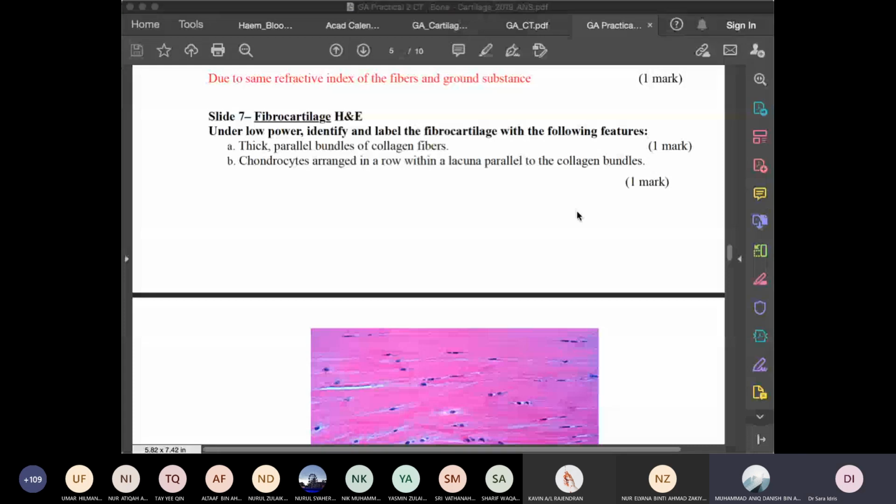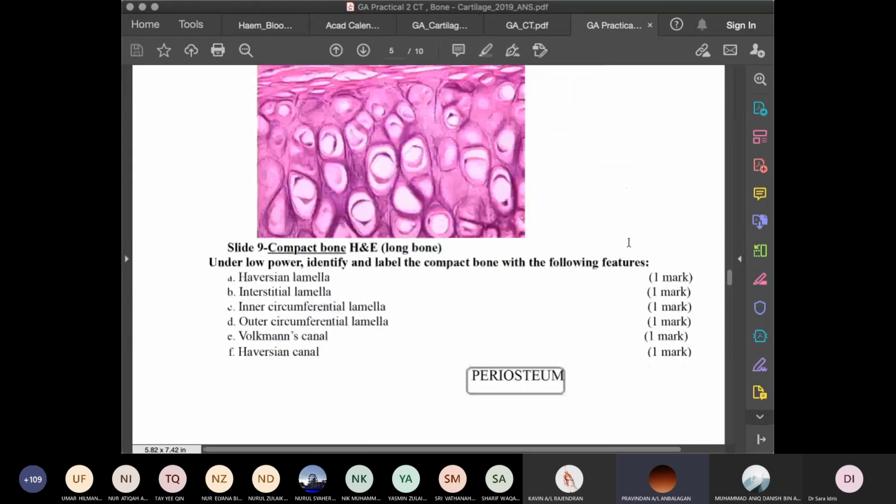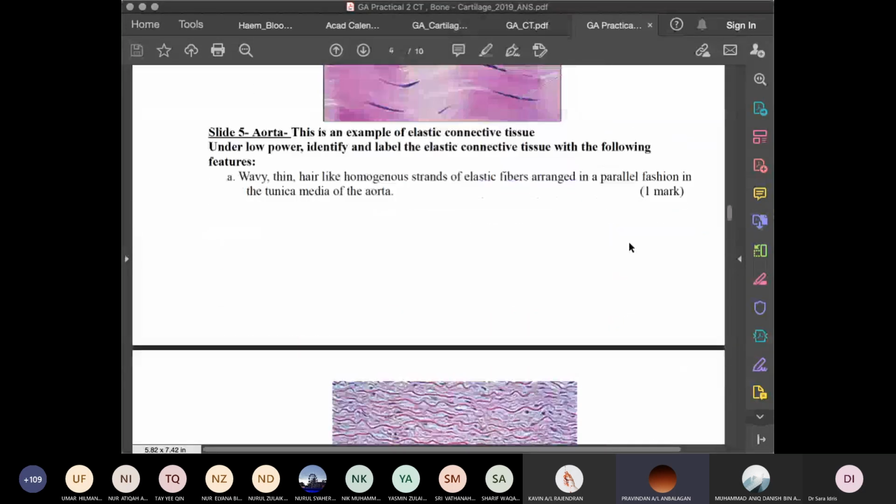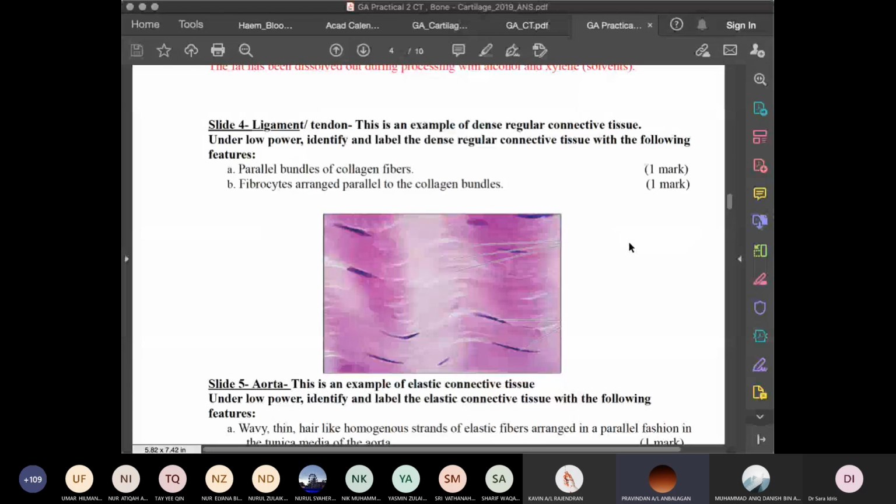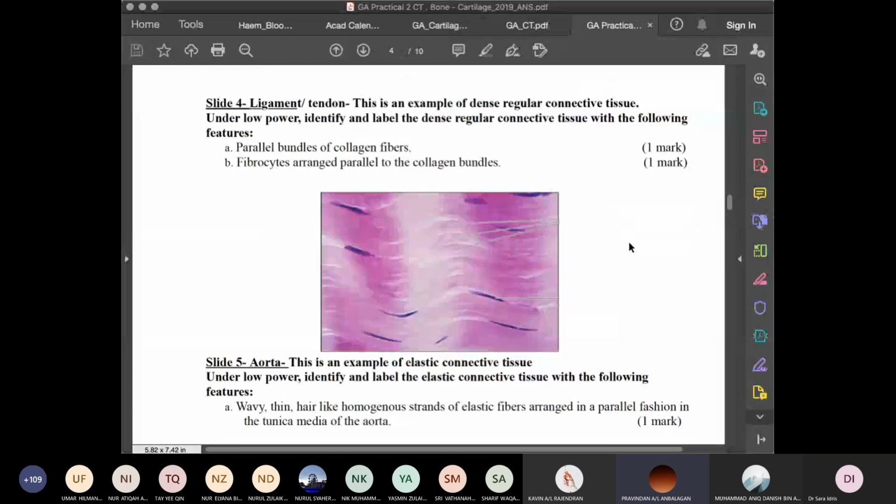Any questions? Yeah, I have a question about the dense regular connective tissue, right? Does the arrangement of collagen fiber affect the connective tissue other than just giving it its appearance? Like, does the arrangement do anything to the connective tissue, or does it have a purpose or something like that? That's my doubt, doctor. Thank you.